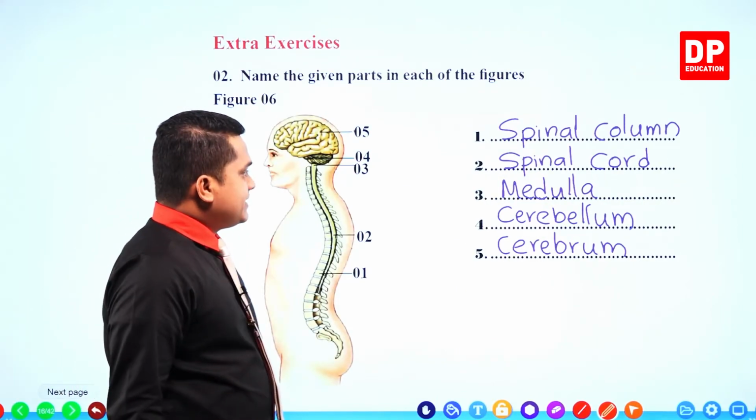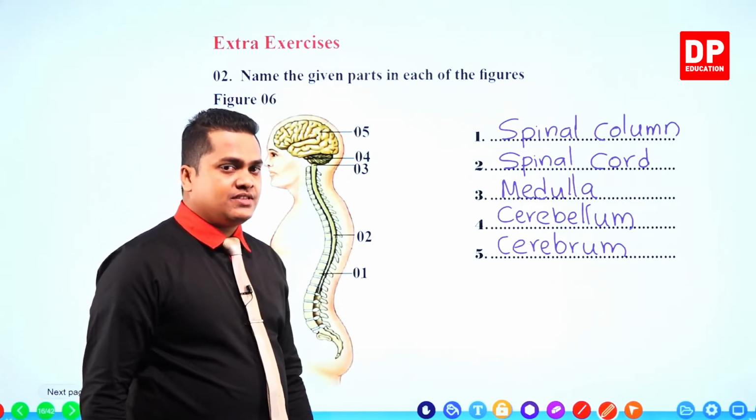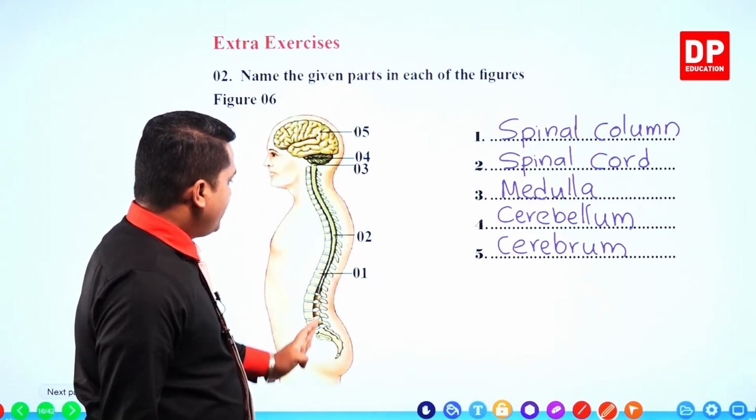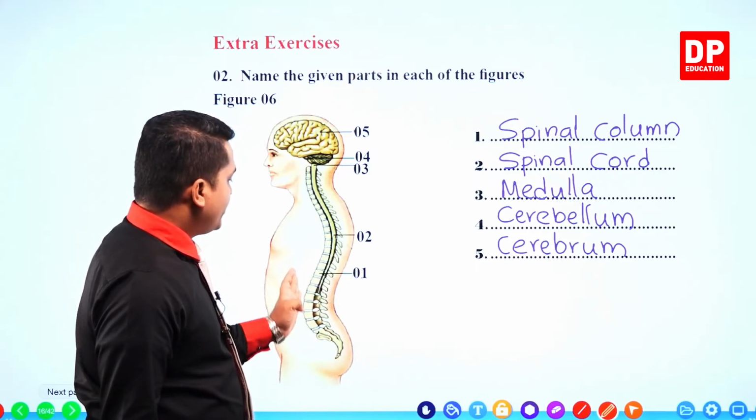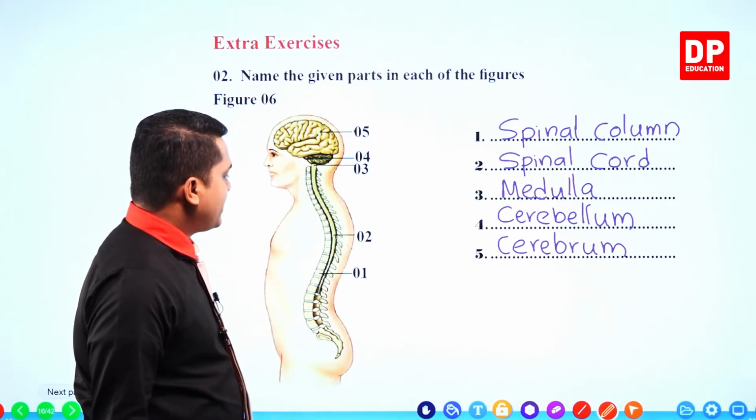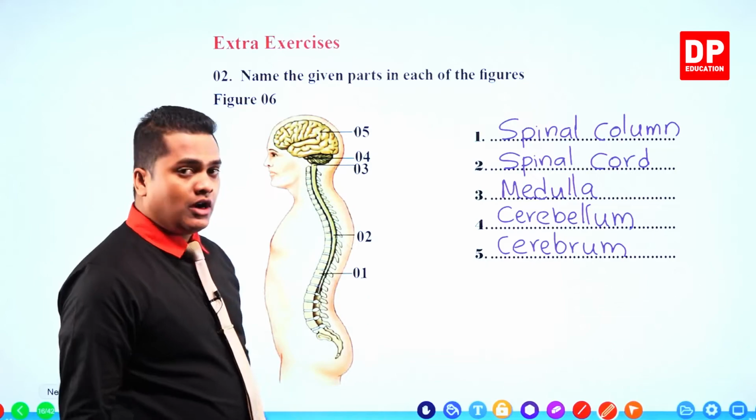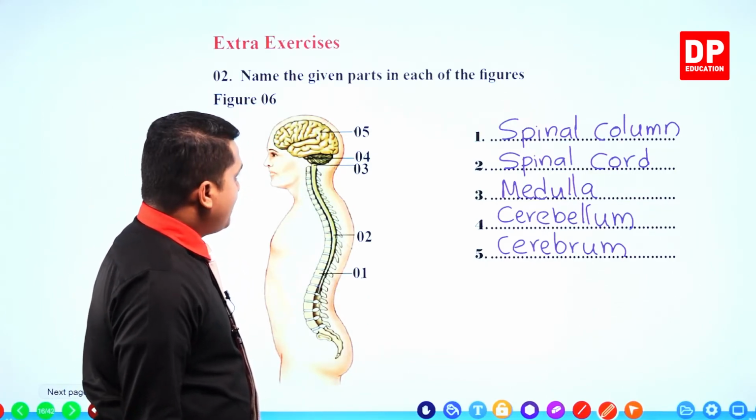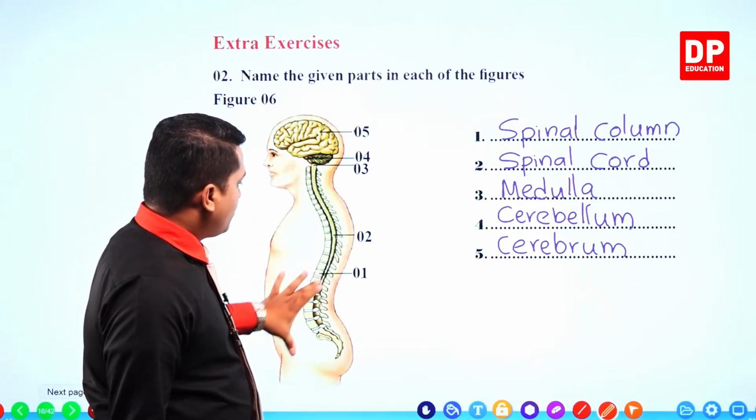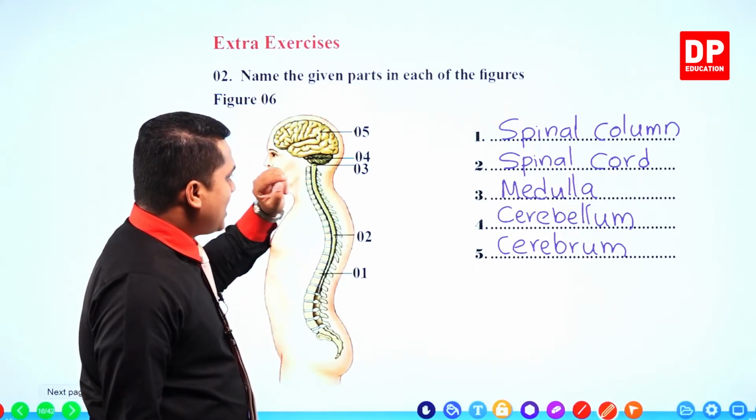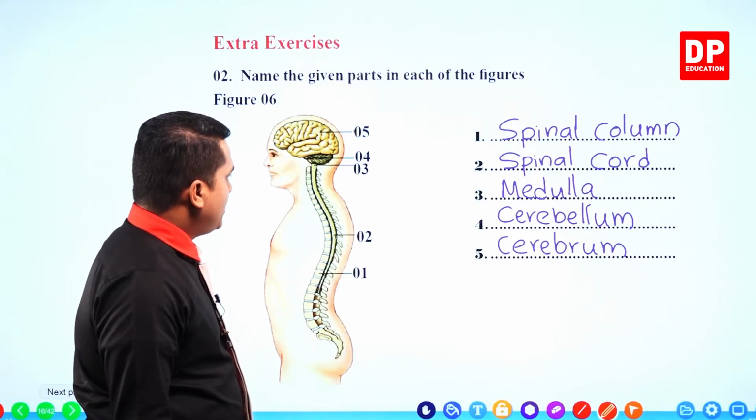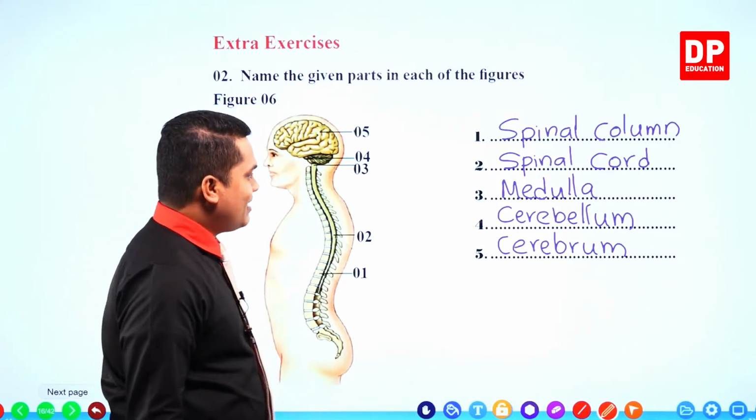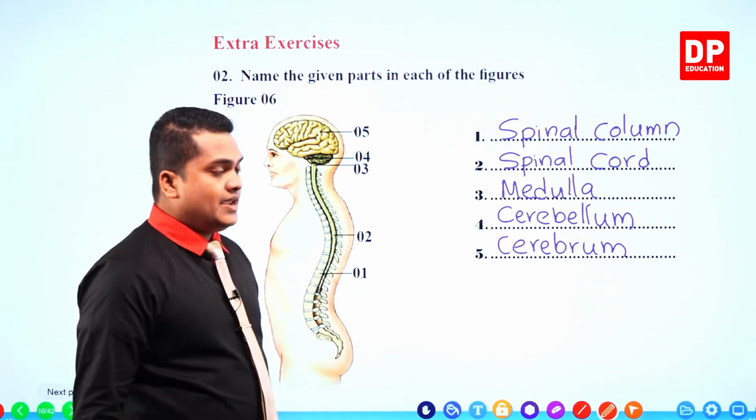Figure number 6 once again reflects the central nervous system. First of all, there is a protective layer that gives protection for the spinal cord. Number 1 is the spinal column. Then number 2 is the spinal cord. Number 3, the starting part of the spinal cord, medulla. Number 4, cerebellum, which helps to keep the body balance. Number 5, the cerebrum.